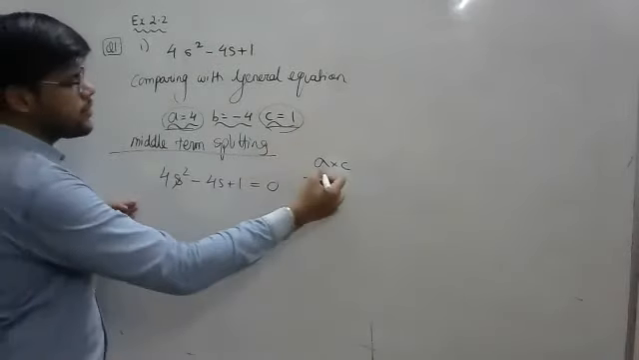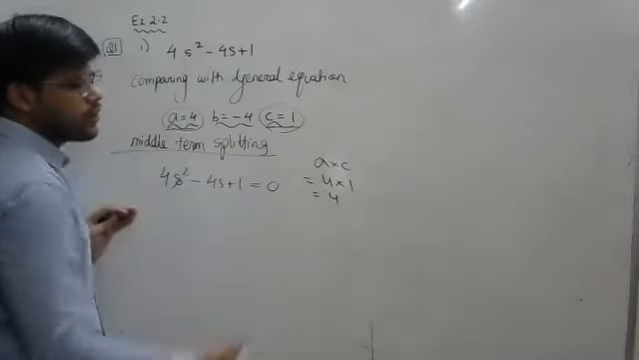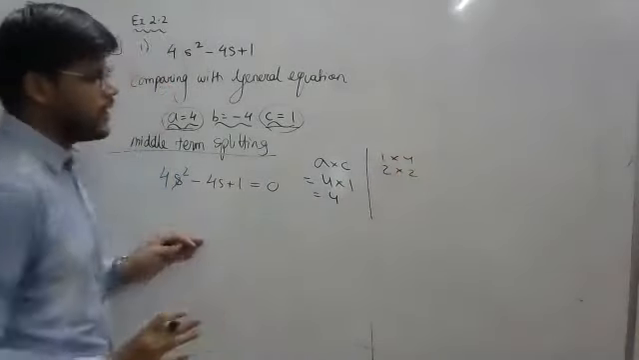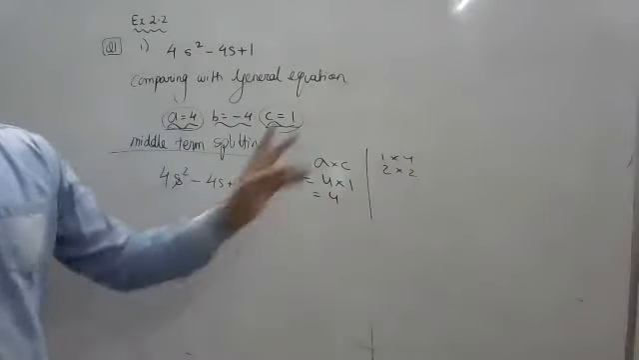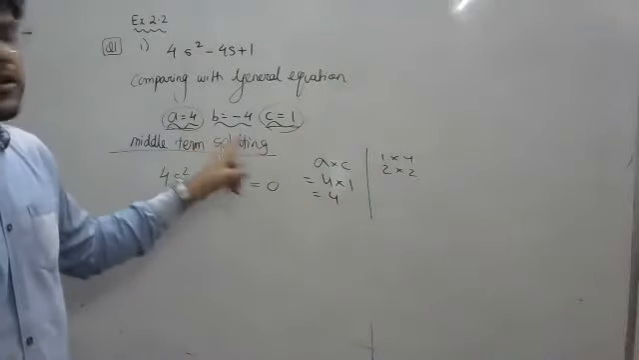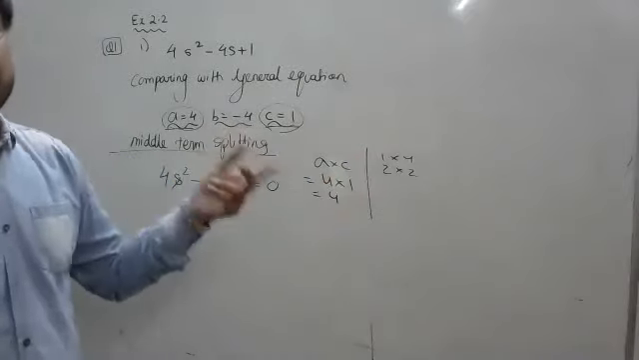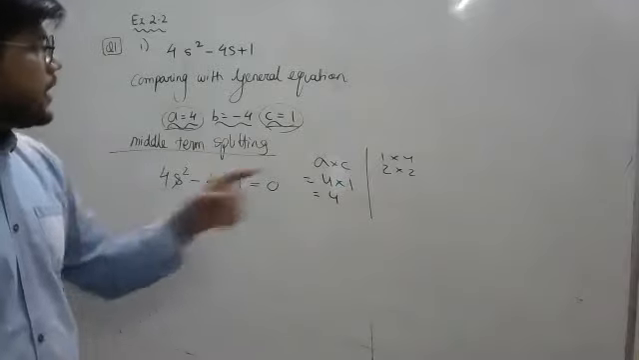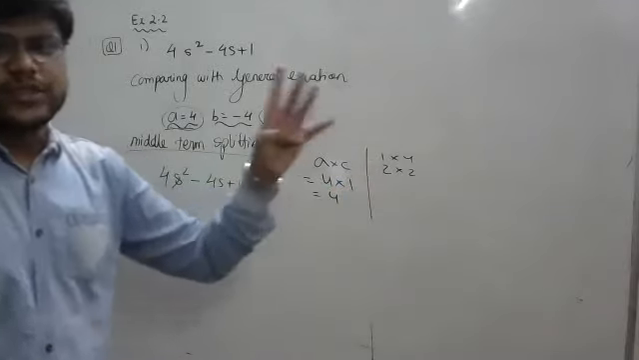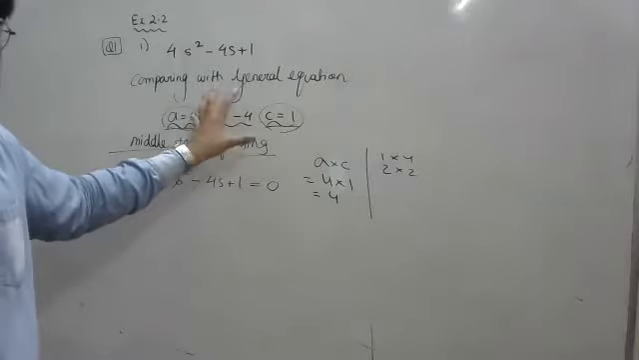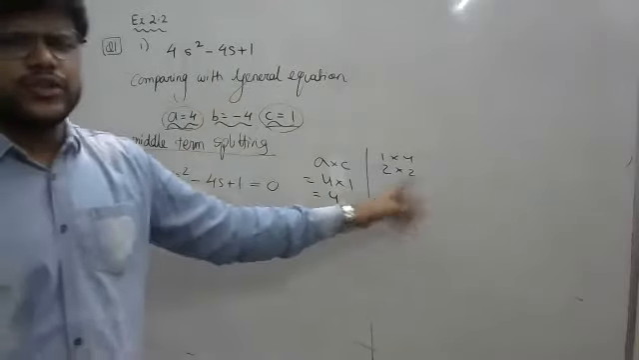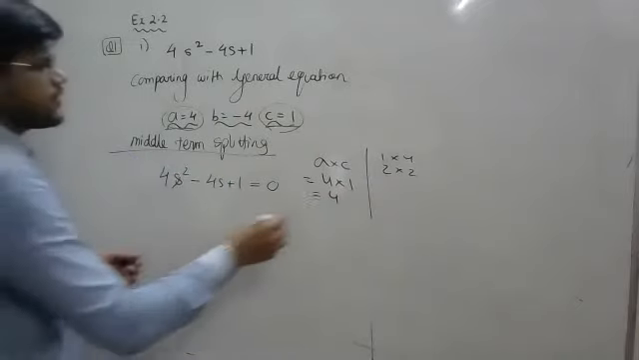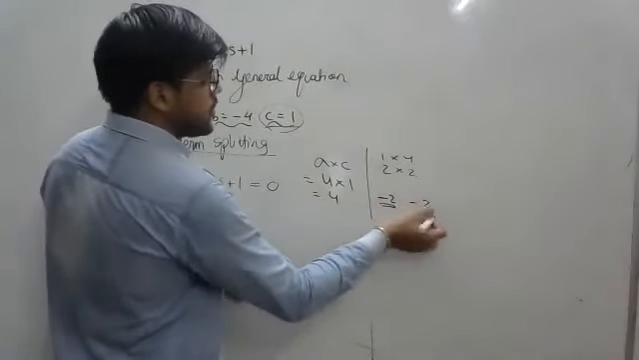The values of A and C should be multiplied. So you are getting 4. Now write the factors of 4. 1 into 4, 2 into 2. Now just find their sum. 1 plus 4 is 5, but we need minus 4. 1 minus 4 is minus 3. We need minus 4. 2 plus 2 is 4, and 2 minus 2 is 0. So yes, we can bring in the minus, that won't be a problem. Just concentrate on the number right now. 2 plus 2 is 4. So what you can take is minus 2 and minus 2.